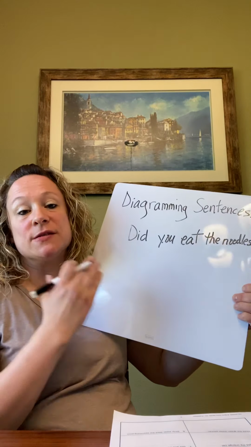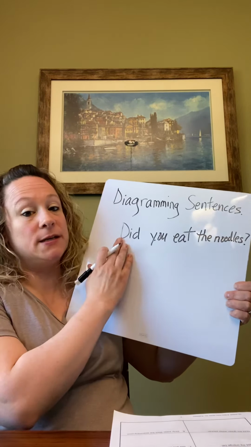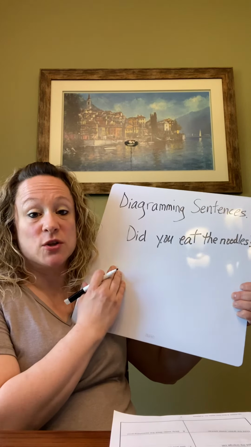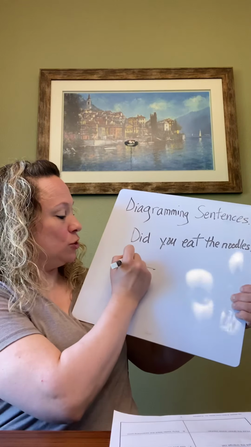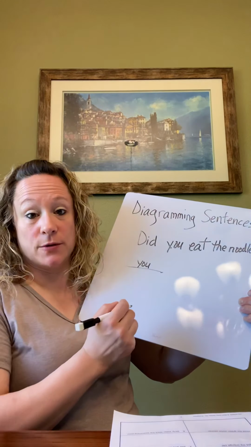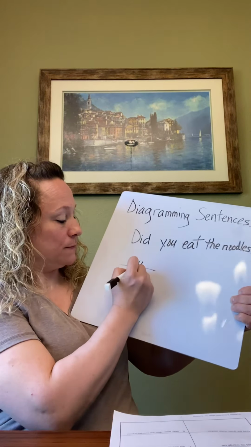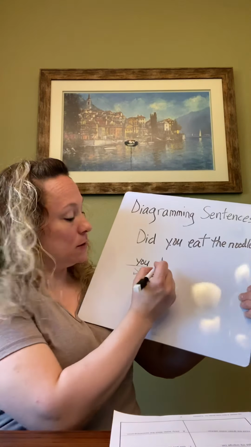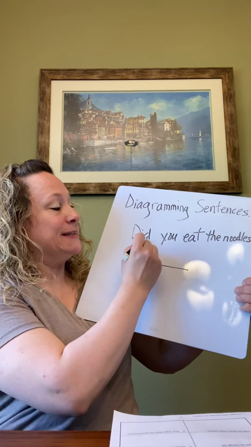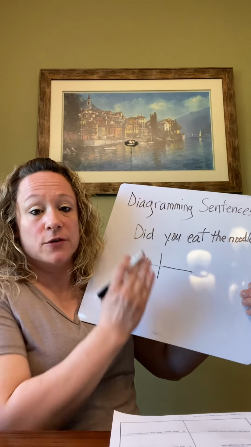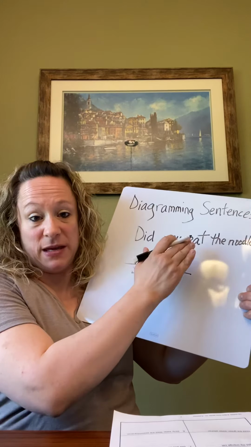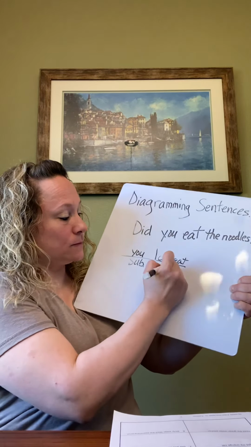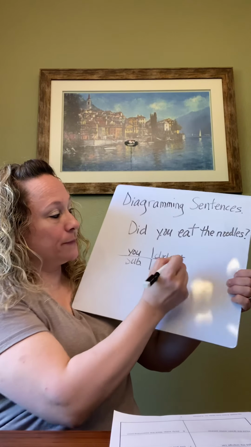So who is the subject of this? Did is not the subject. Did is actually part of your verb, okay? So the subject is you, okay? So you would be your subject, okay? So you're going to start with your subject. And then you're going to put a line here to show the separation. And did eat would be your verb together. Did is a helping verb, helping eat. So did eat would be your verb together, okay?